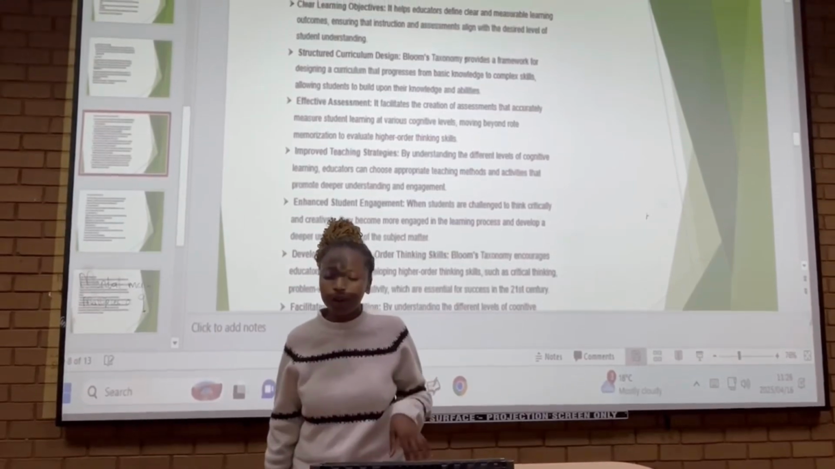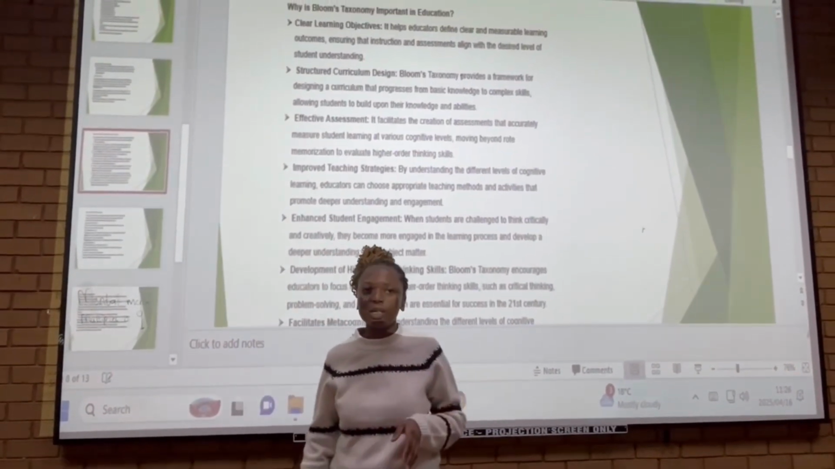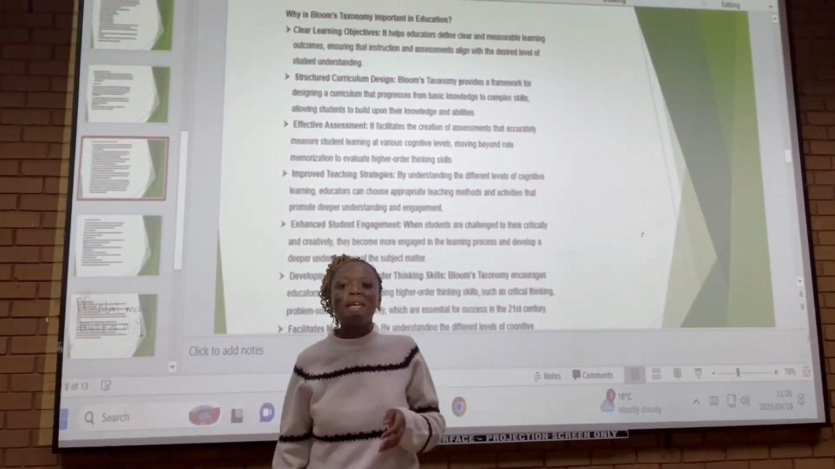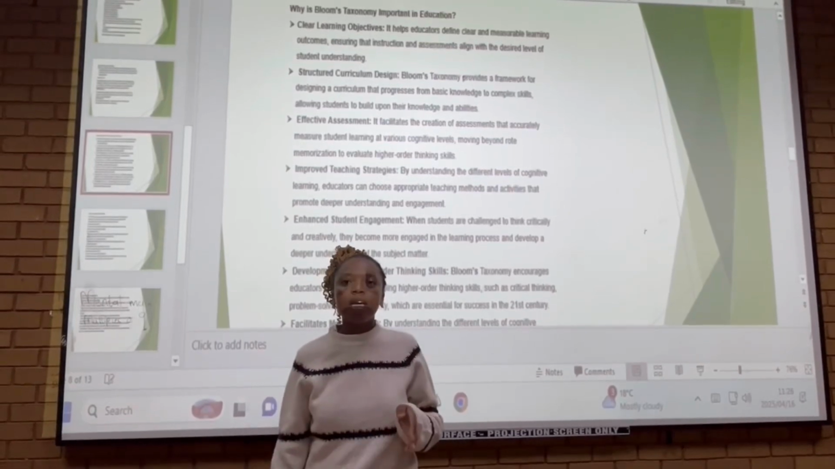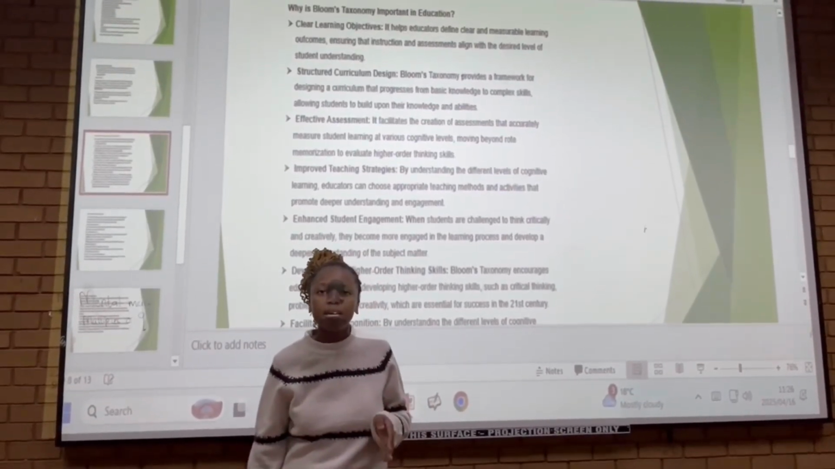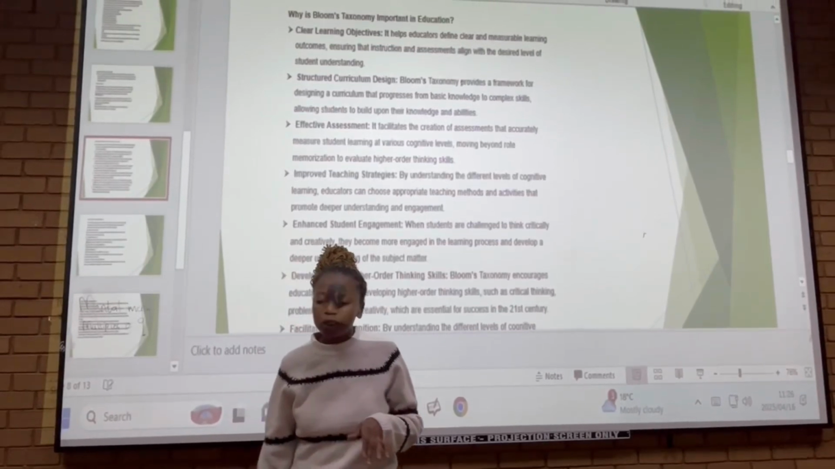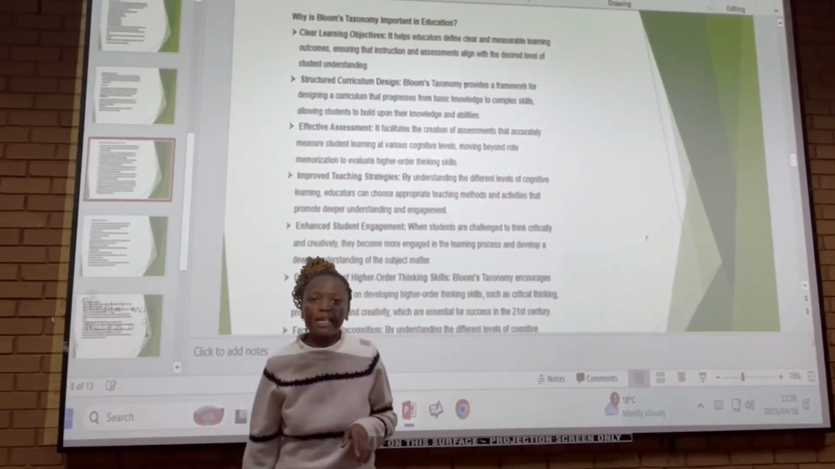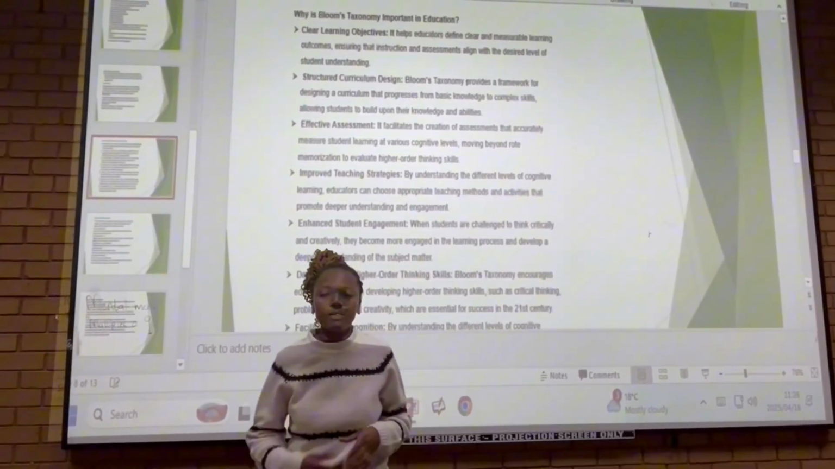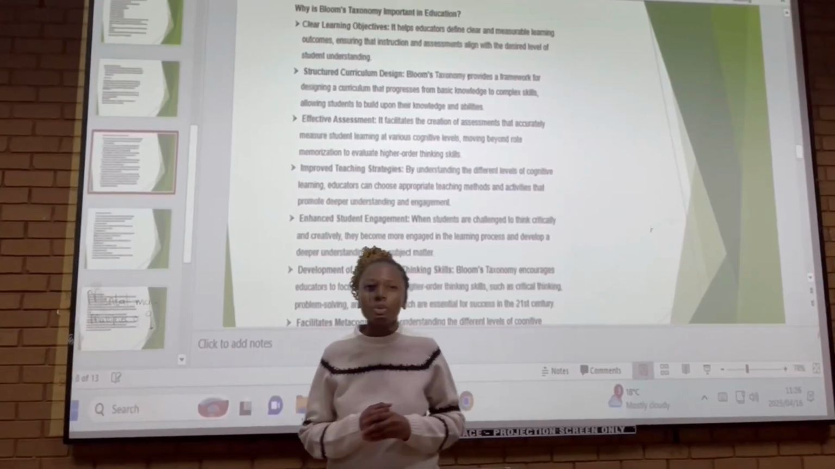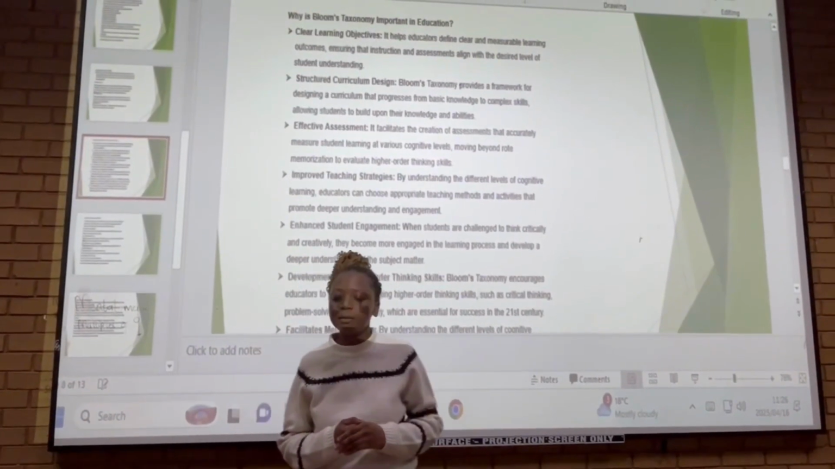I will be focusing on why Bloom's taxonomy is important in education. Number one, clear learning objectives. It helps educators provide clear and measurable learning outcomes, ensuring that instruction and assessments align with the desired level of student learning. Number two, structured curriculum design.